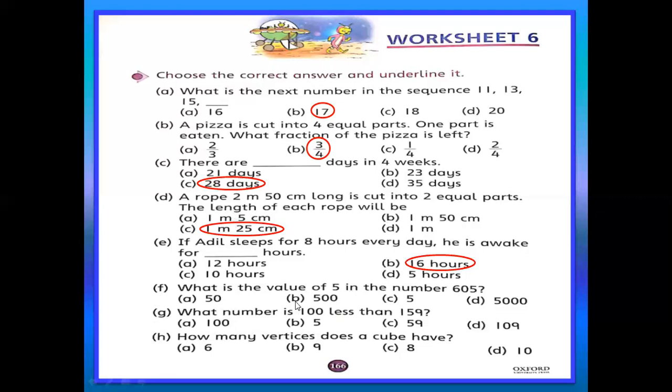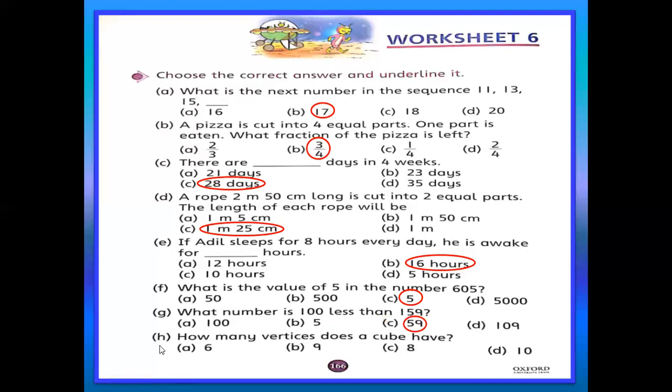F part. What is the value of 5 in the number 605? We check the value from the right side of the number, and 5 is the first digit from the right side. So its value is 5. G part, what number is 100 less than 159? Less than means 159 minus 100. So what is our answer? 59.